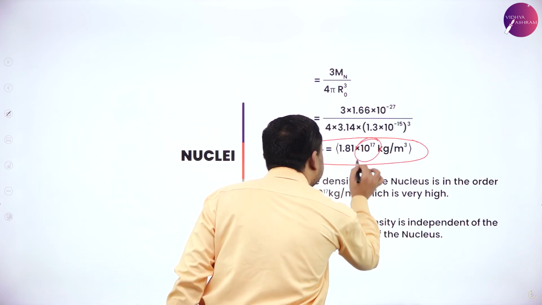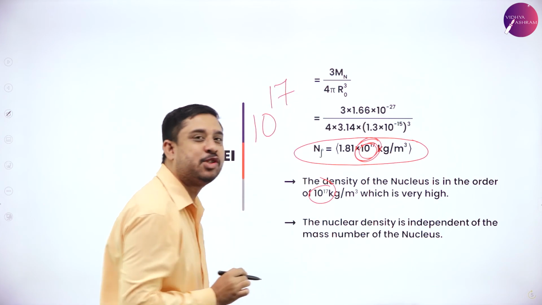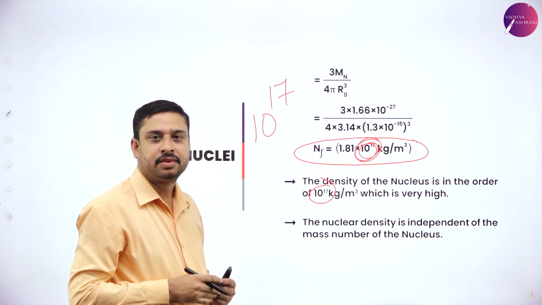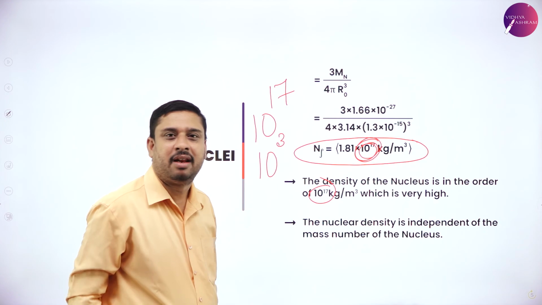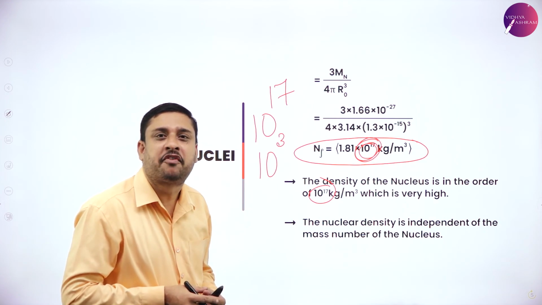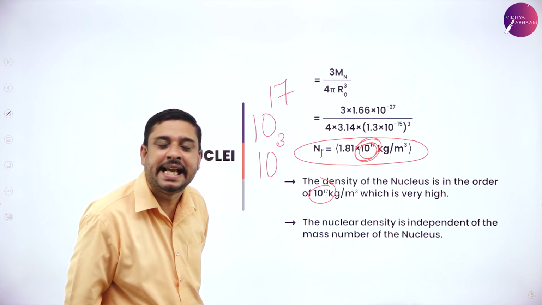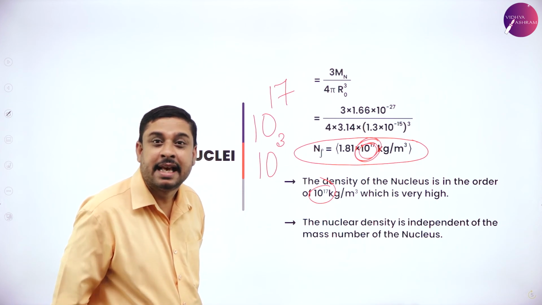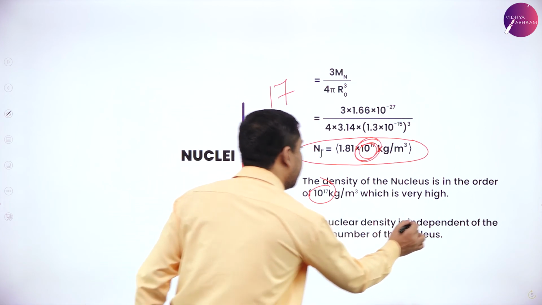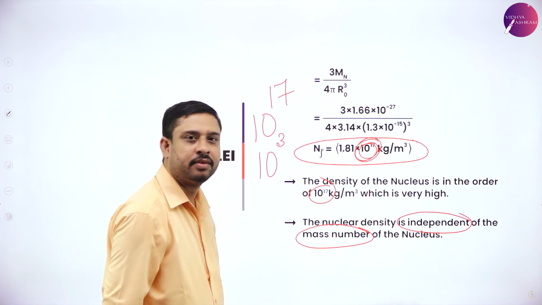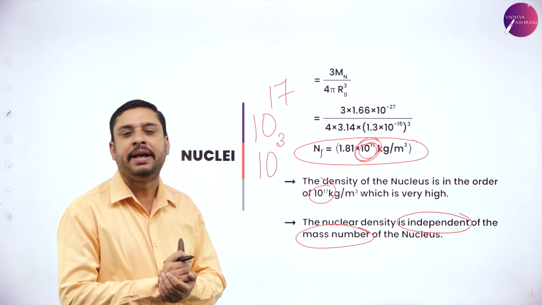My dear students, just concentrate on this power. 10 power 17, by no imagination in this world, is a small number. If you go to the density of water, 1000, which is 10 power 3, can it be comparable? No. That is why we say density of the nucleus is very, very high, in the order of 10 power 17. And hence we say nucleus is in a highly dense state. And please do remember, nuclear density is independent of the mass number. For any nucleus, the density is in the order of 10 power 17 kg per meter cube.